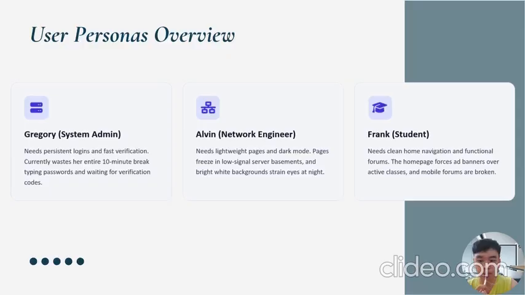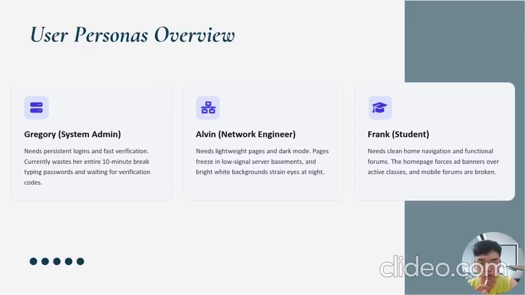Hi, I'm Jitek. So today I will brief you through the user persona overview. To help us focus on real needs, we built three user personas from our interviews. First is Jewelry, a system manager. She tries to study during a quick 10 minutes on her working break. Her biggest pain is getting logged out all the time. She spends her whole break retyping the password and waiting for the verification code.